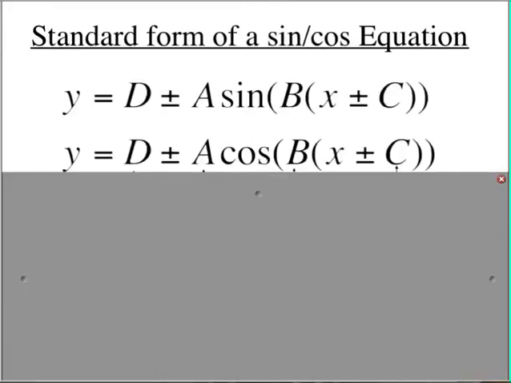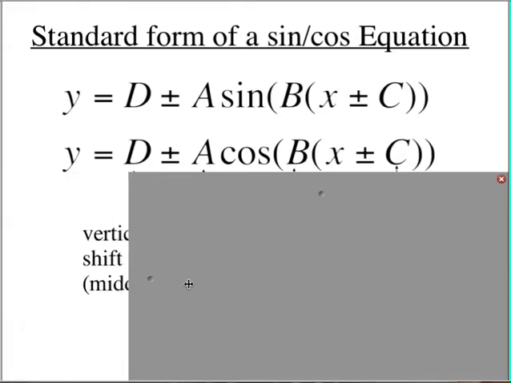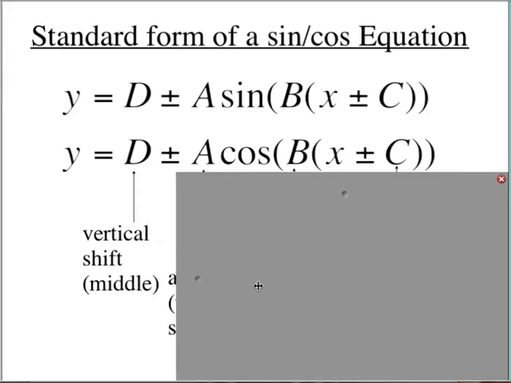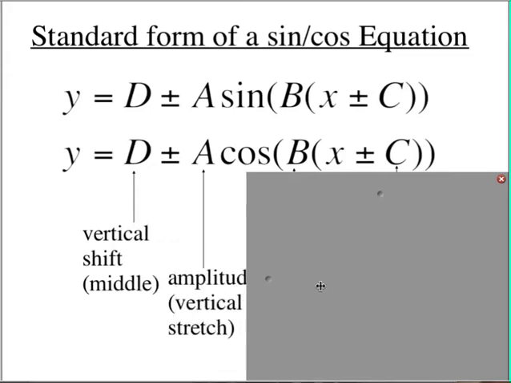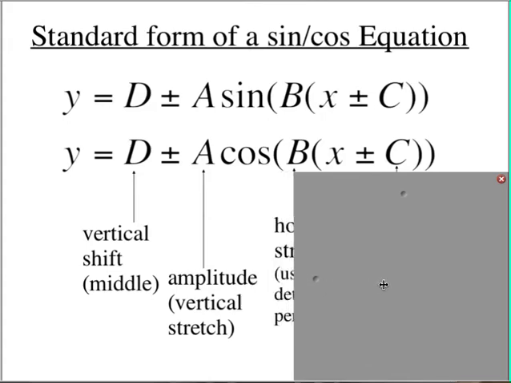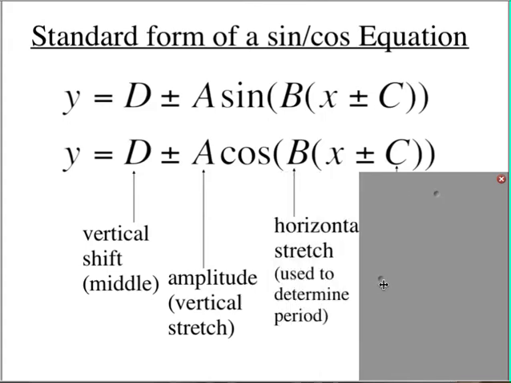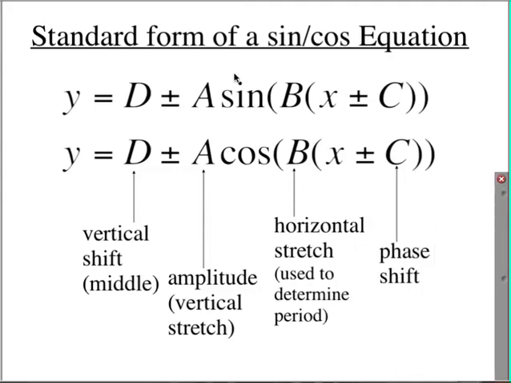So just recall that the standard form of a sine or a cosine equation is d plus or minus a sine or cosine of b times x plus or minus c. And then recall each part. D is our vertical shift, or also known as the middle of the graph. A is the vertical stretch, or the amplitude of the graph. B is the horizontal stretch, and this is used to determine the period of the graph. And then C is the phase shift, which is also known as the horizontal shift.